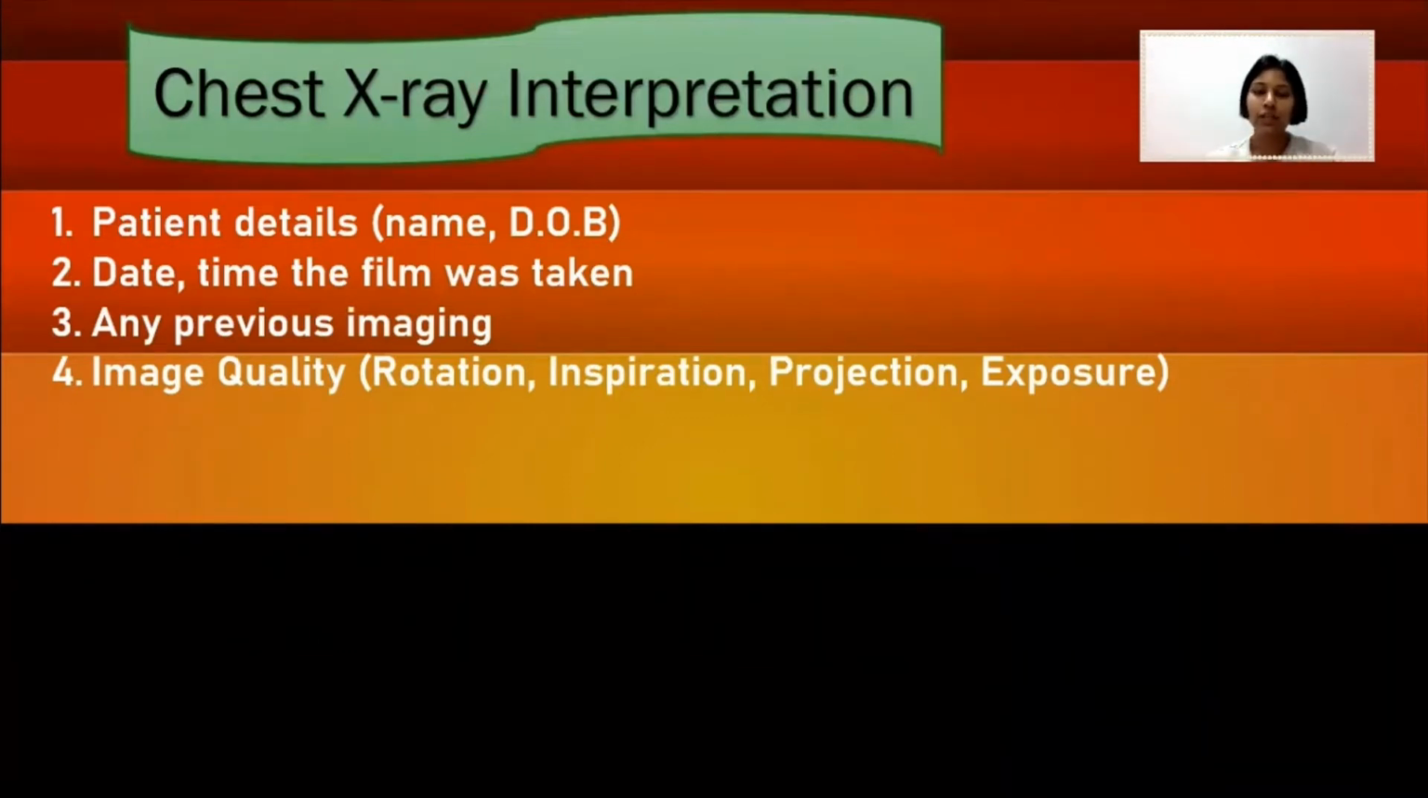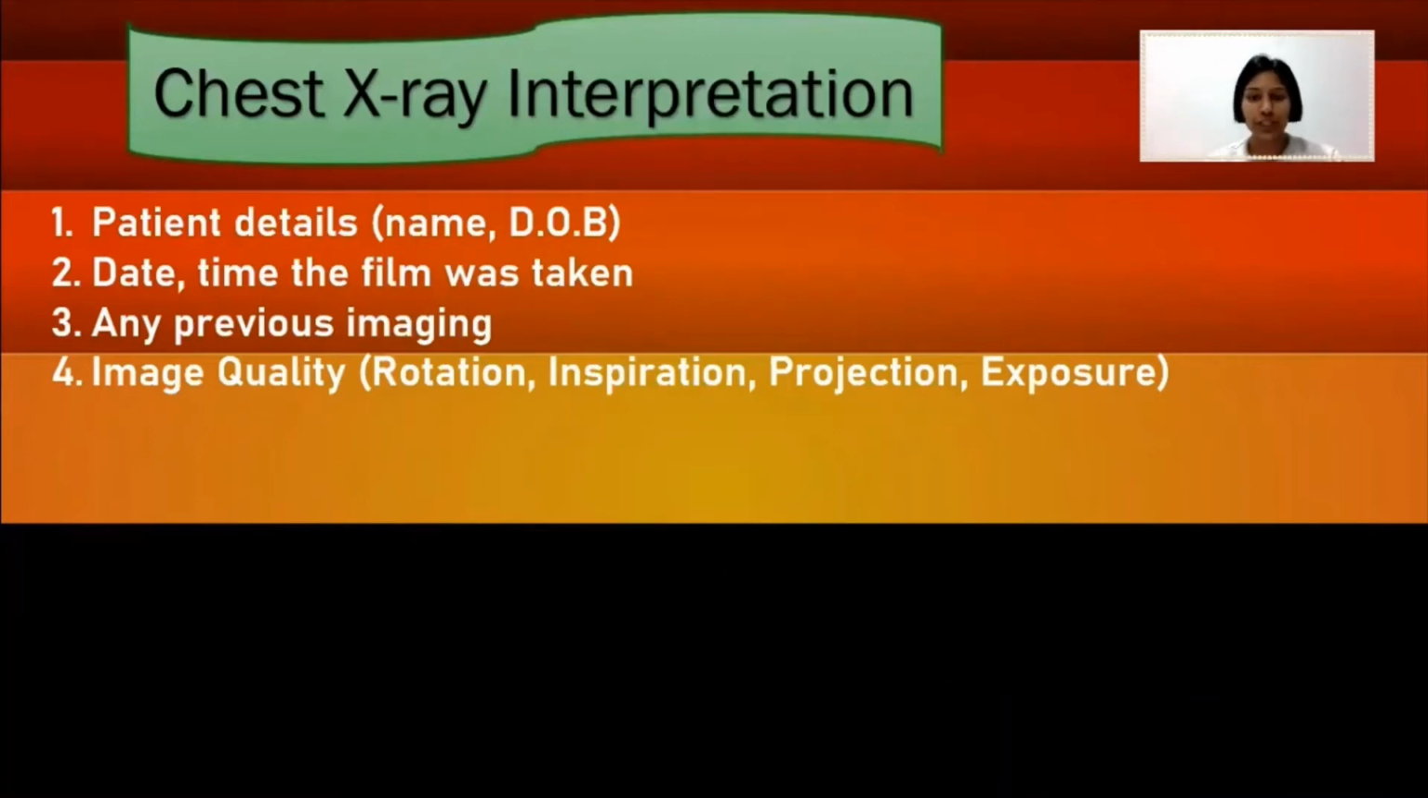Once that's done, look into the inspiration. You want to count the anterior ribs. You are supposed to see 6 anterior ribs and 10 posterior ribs. And if you can see all of that clearly with both of the costophrenic angles, then it's a well-inspired film.